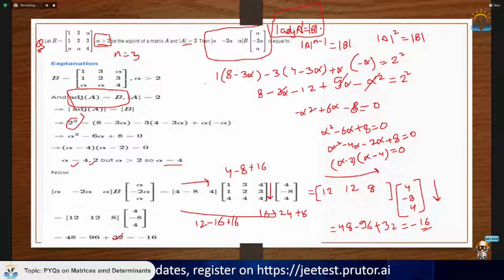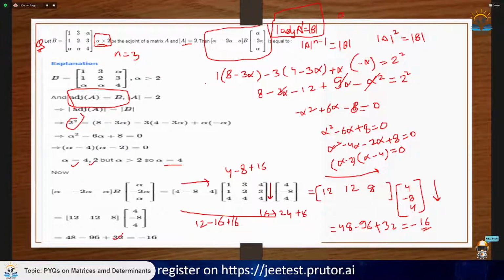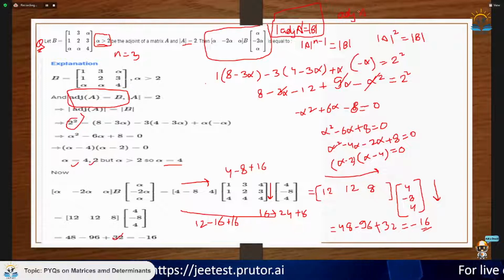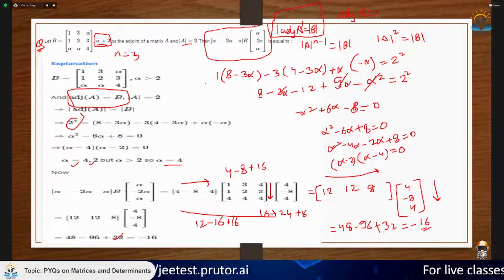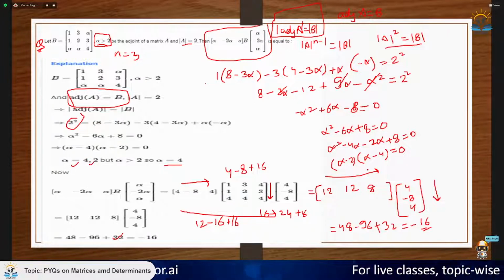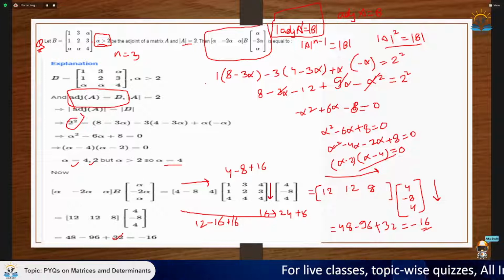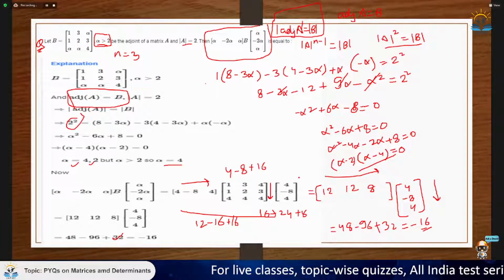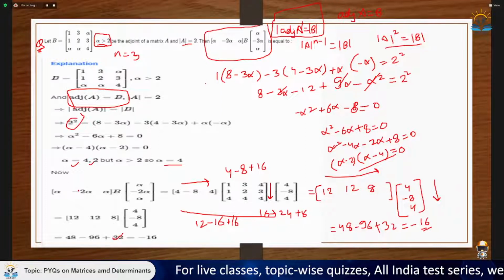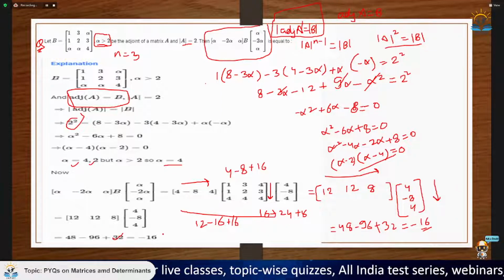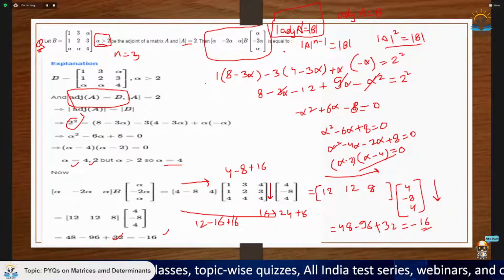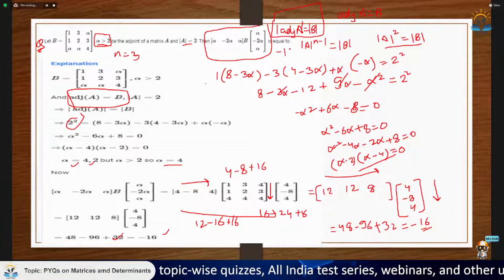Just this information was missing in the question. Adjoint of A equal to B is also there in the question, so please write it down. And then you can simply take the determinant on both sides. Then you will get this equation. From there you will get two values for alpha. But it was given to you in the question that alpha is greater than 2, so you can say that alpha is equal to 4. Then put the value of alpha equal to 4 and calculate the element. You will get minus 16 as your final answer. So this thing is equal to minus 16.